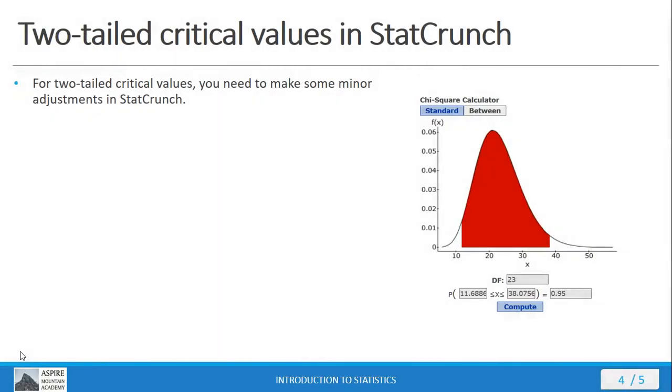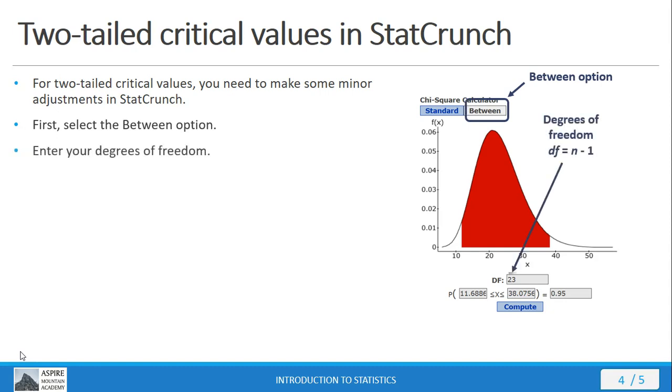If you've got two critical values, so you're running a two-tailed test, then you can also do this in StatCrunch. Just go to select your between option up at top. You'll need to make some minor adjustments though, and let me explain what those are. So after you select your between option right there at the top of your calculator, you're going to put in your degrees of freedom, one less than the sample size.